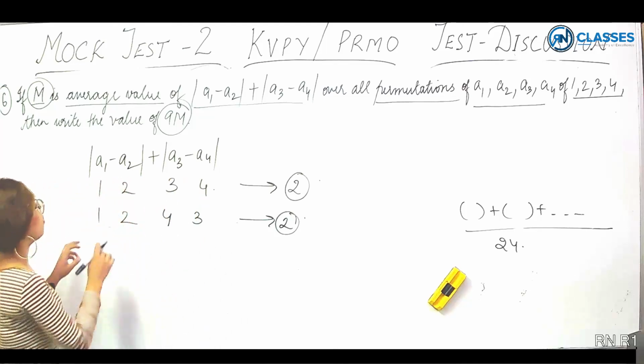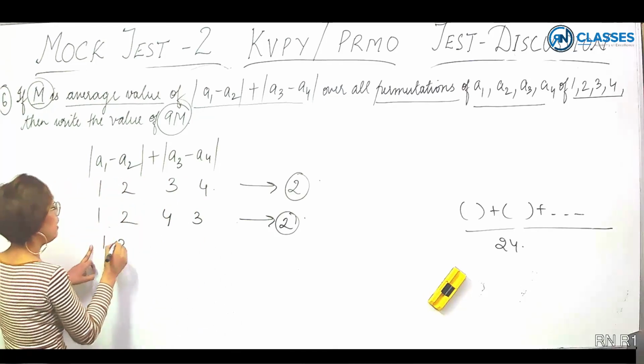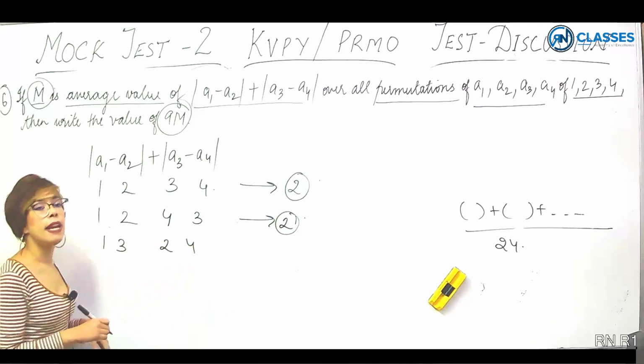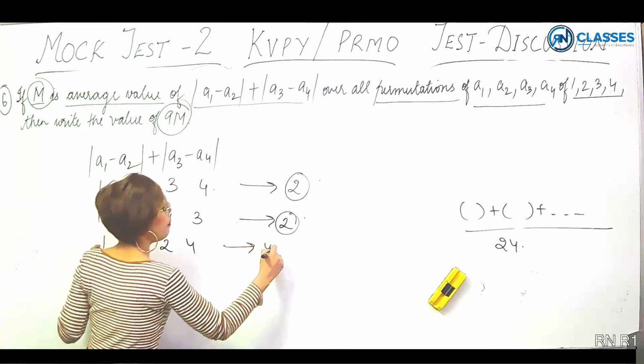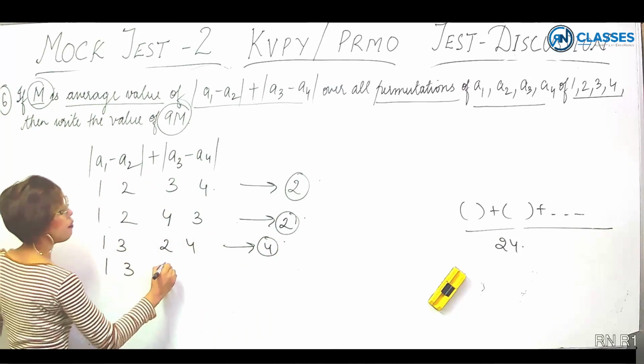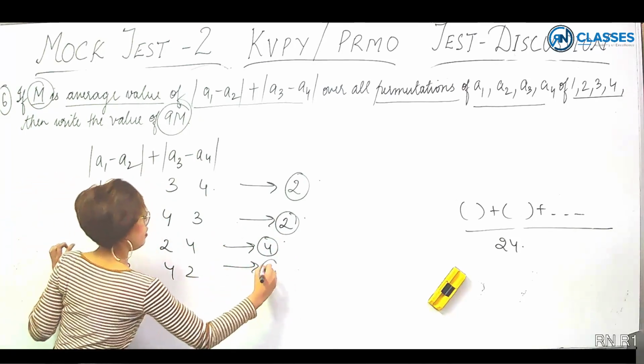Right? What else? So, 1, 2 I have exhausted. So, let me take 1, 3. Then I can take 2, 4 here. Right? Mod of minus 2, that is 2. Mod of minus 2, which is 2. Sum would be 4. Right? Then 1, 3, 4, 2. Sum is again 4. Right?